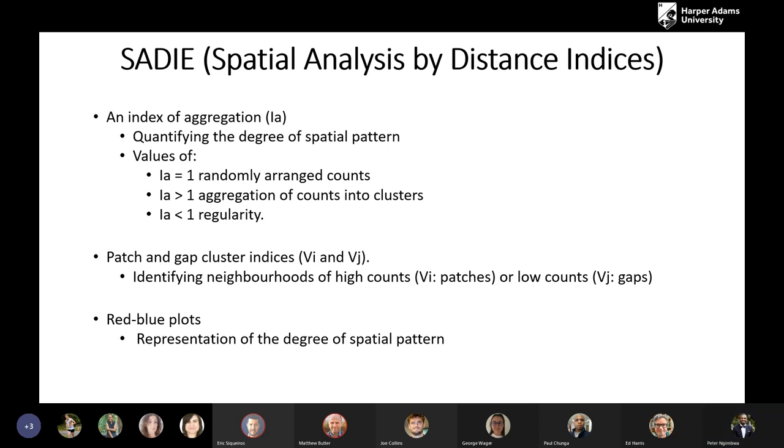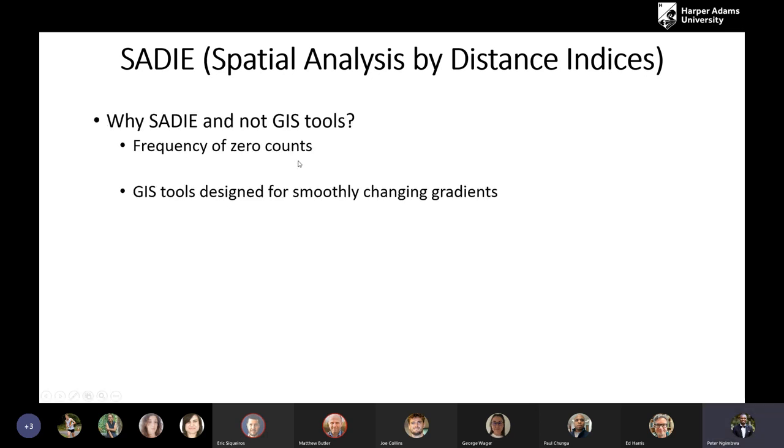So maybe one person can ask why you should use this method, SADIE, and not other GIS tools like Kriging or these other interpolation tools, where you can use your data to create an interpolated map to see the spatial pattern of your data. Well, as I said earlier, this method has been developed mainly for ecological data because of the presence of zero counts.